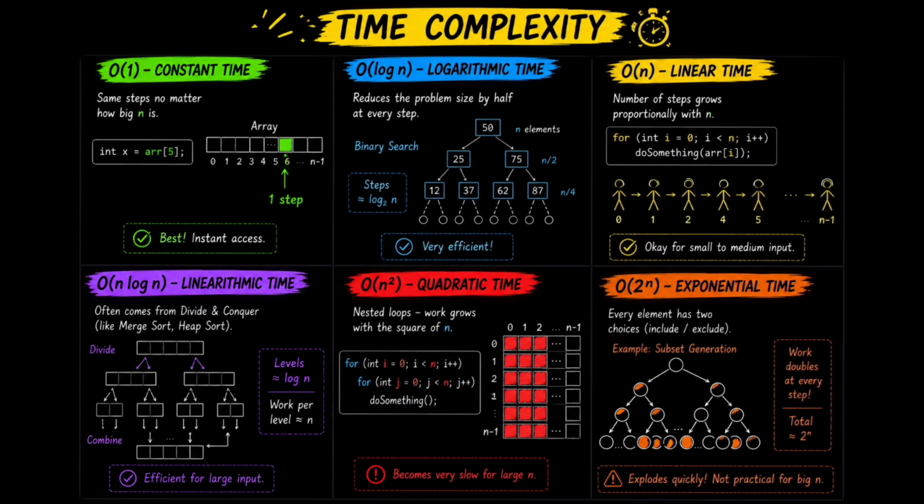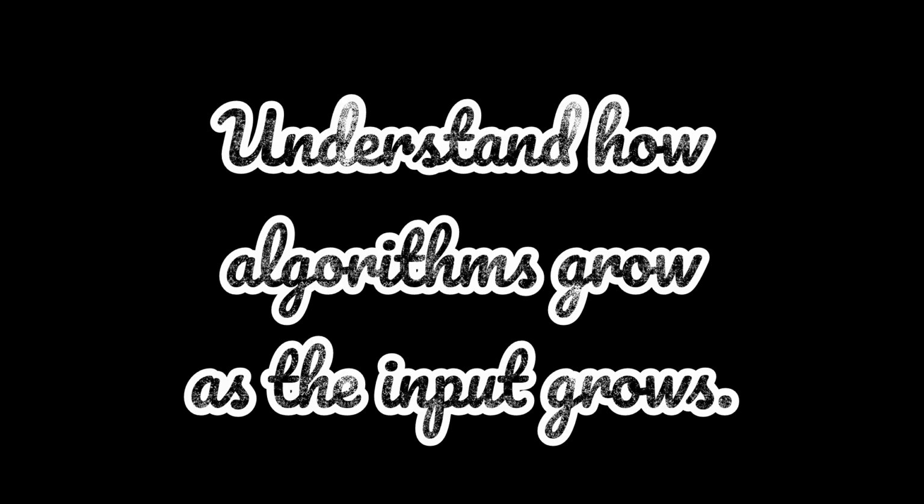To summarize, O of 1 means excellent time complexity, O of log n is very good and O of n is good. When it comes to O of n log n and n square, it really slows down as the input grows. So don't memorize complexity values, just try to understand how the algorithm grows as the input grows. Once you are familiar with the algorithmic growth, so the complexity growth becomes more and more intuitive rather than just memorizing things. So hopefully it's clear.